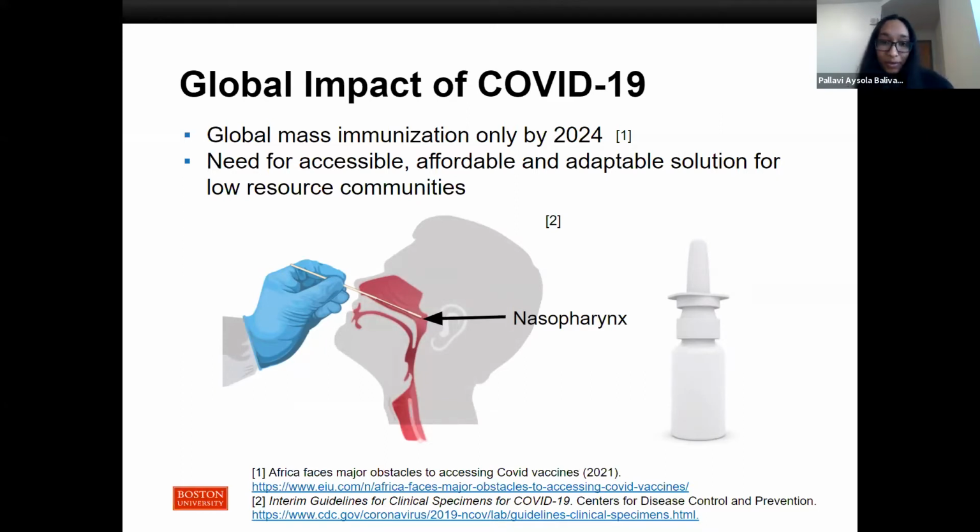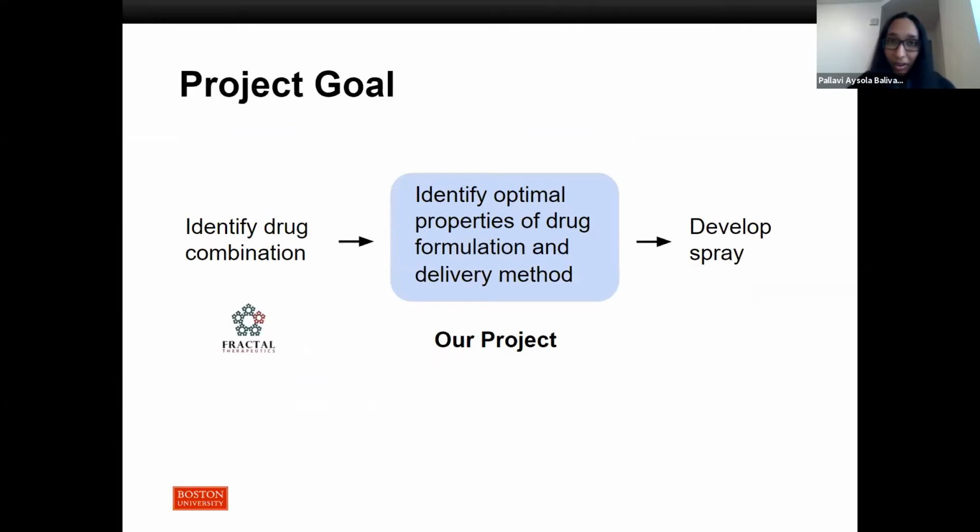And so this is where our project comes in. We are a small link in a large chain in a product development pipeline. We are identifying optimal properties of the drug formulation as well as the delivery method using a computational approach. So the results of our study are going to be used by other engineering teams in the future as recommendations to design nasal sprays treating COVID-19 or even other respiratory diseases.